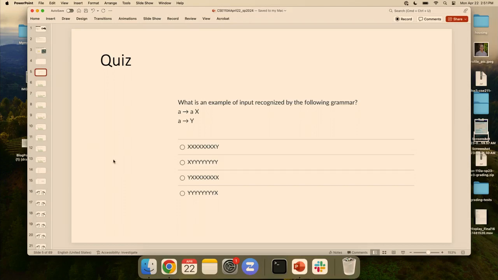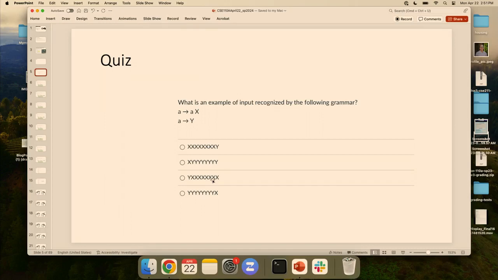But for the questions that actually worked, what is an example of an input recognized by this grammar, where we have A as a non-terminal? Yep. One that starts with Y and the rest are X. The one that starts with Y and the rest are X. Can you tell us why?